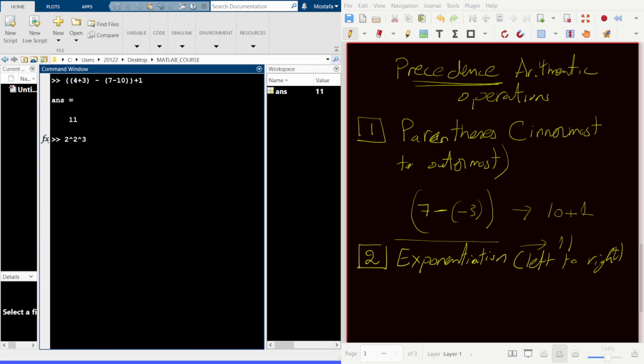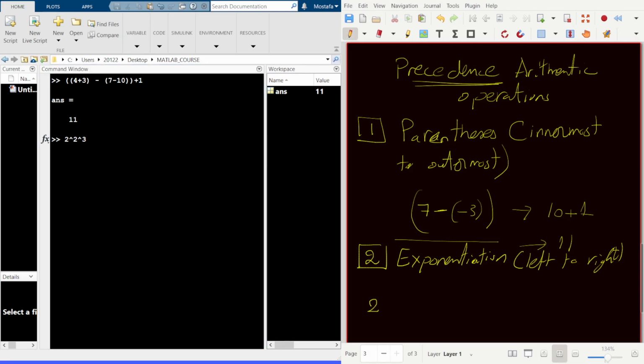And let's actually analyze this before we ask MATLAB to calculate the results. So I have 2 raised to power 2 raised to power 3. One can think of two answers for this kind of calculation. One can say that, well, this is probably 2 raised to power 8. Or someone can say, no, that's actually 4 raised to power 3. And obviously, this is a number different than this.